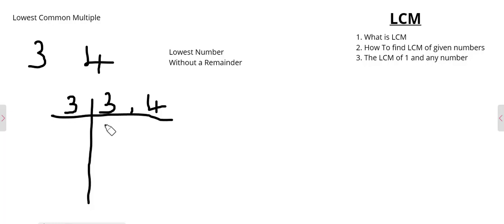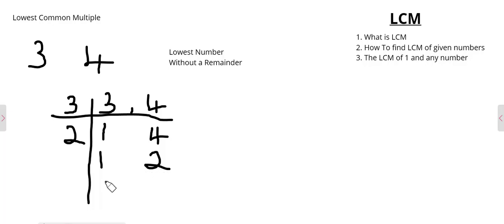So when 3 divides 3, it gives us 1. Isn't that so? Yes, that's true. But since 3 cannot divide 4, we continue to bring down 4. So next thing we want to do is to divide 4. The number that can divide 4 without a remainder is 4 and 2. So let's use 2. 1 cannot be divided by 2, it's going to give you a fraction, so we'll bring down 1 here. And 4 can be divided by 2. If 4 is divided by 2, you have what? 2. So we still have 2 there.